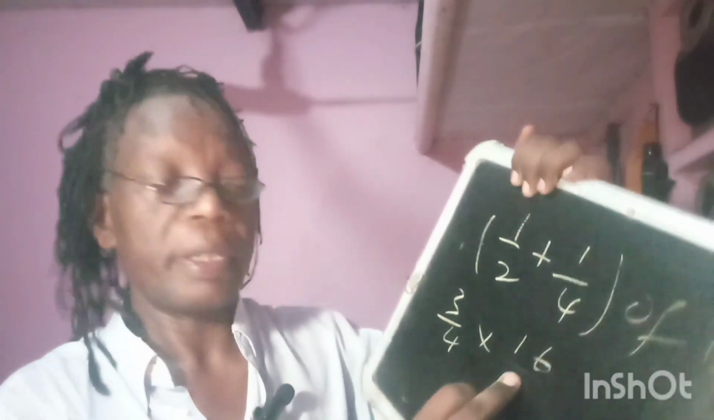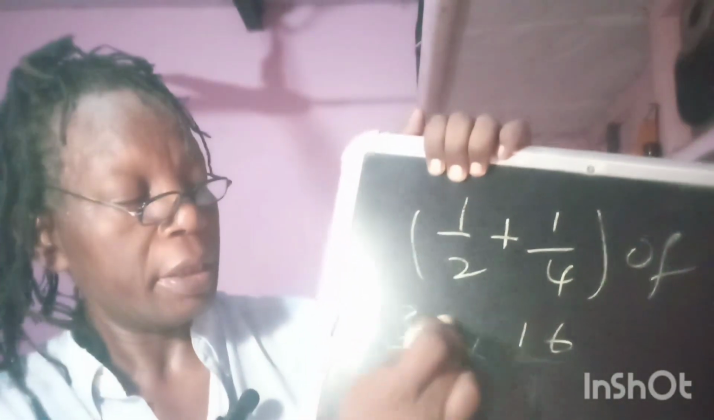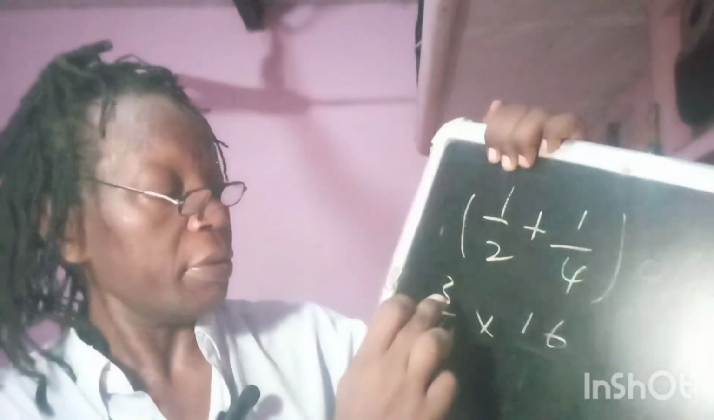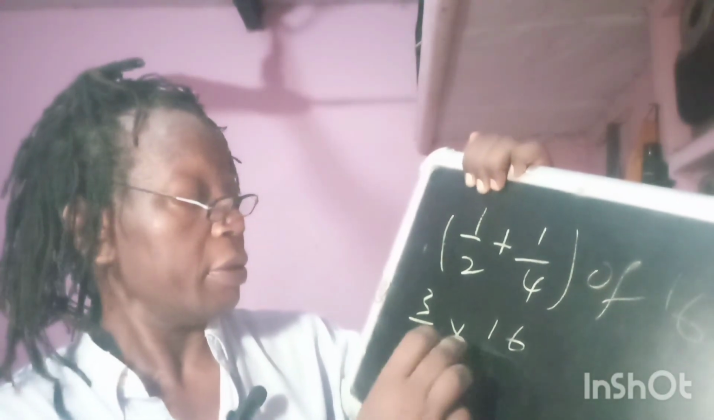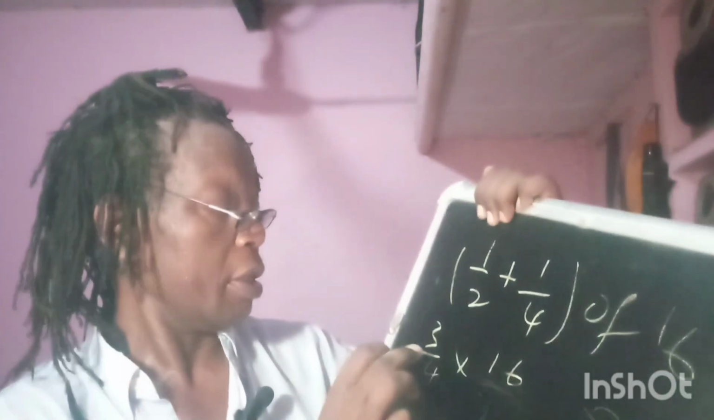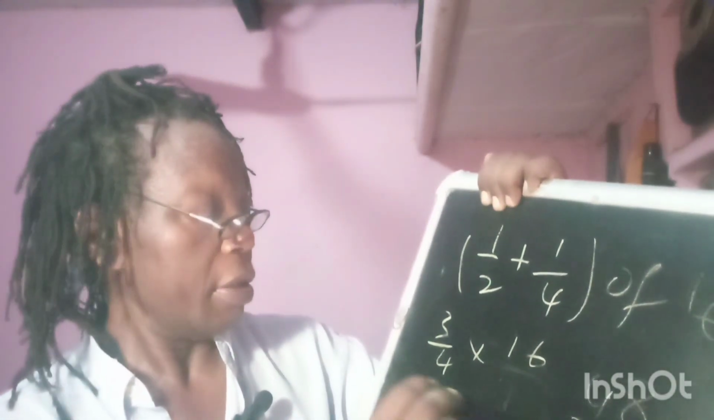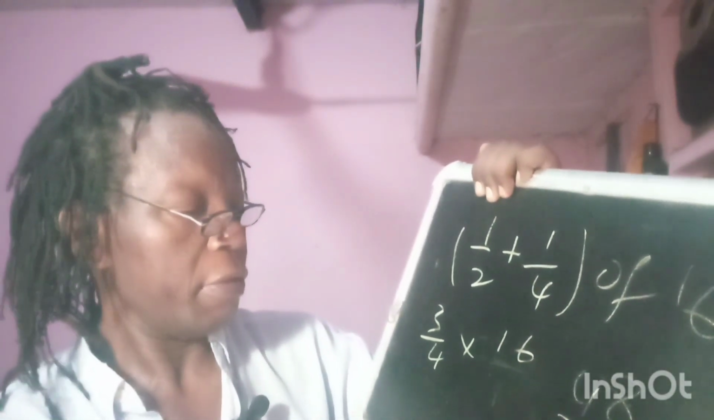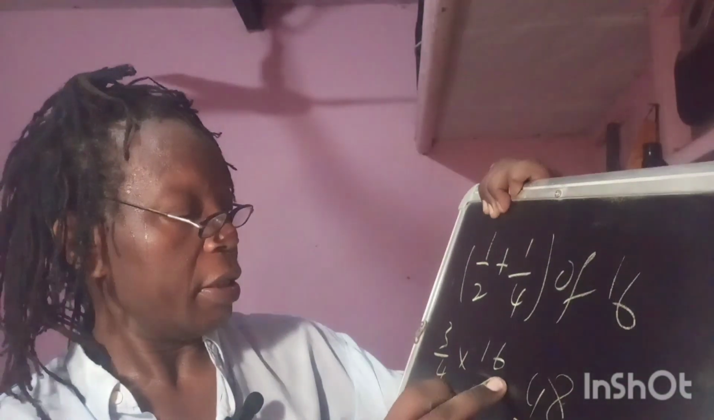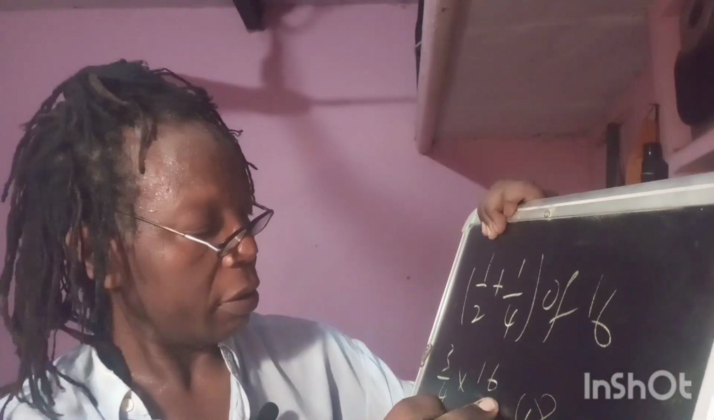So I'm going to do direct multiplication. 3 times 16, right? So this times this will be 48 over 4, right? Yeah, 48 over 4.